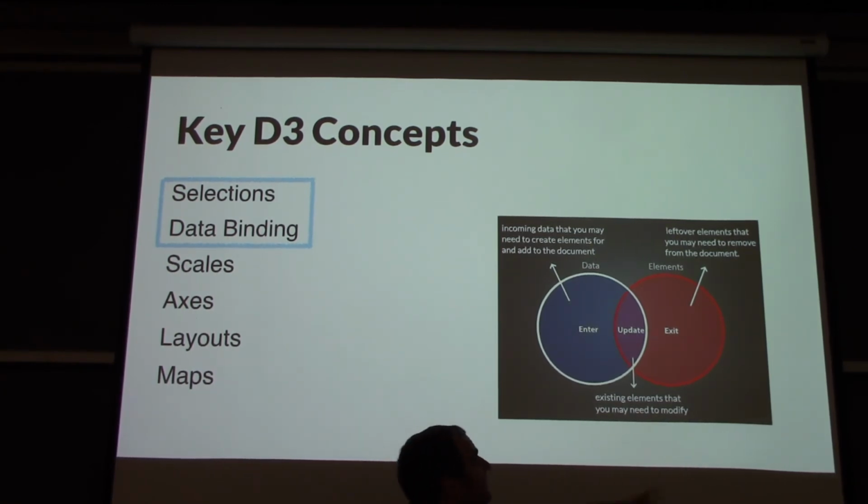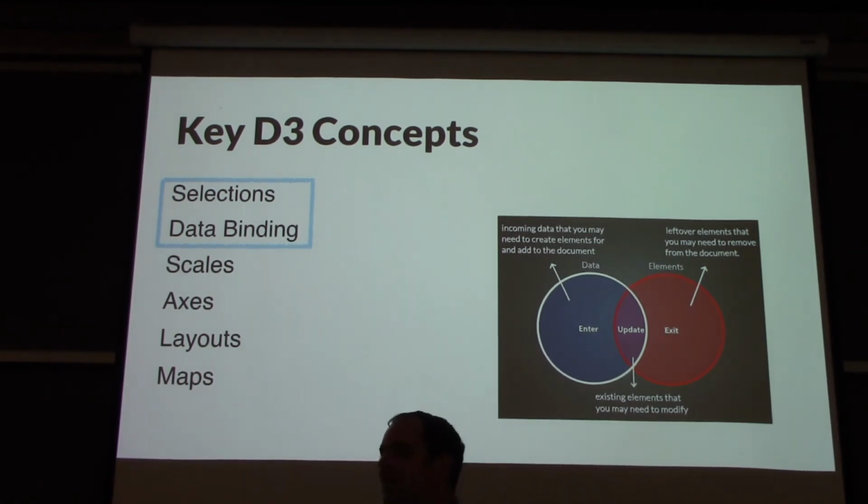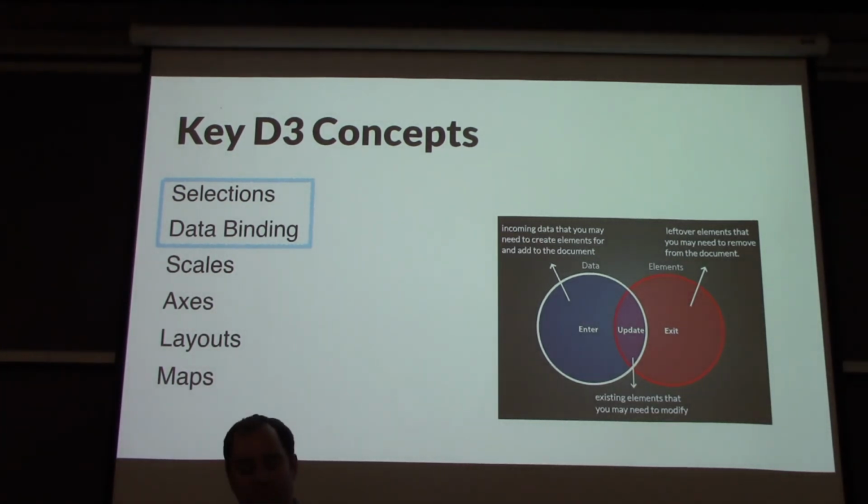We'll revisit this diagram later, but essentially what we have is a number of elements on the screen in a selection and a number of objects in a data array, and we want to associate the two of them together.